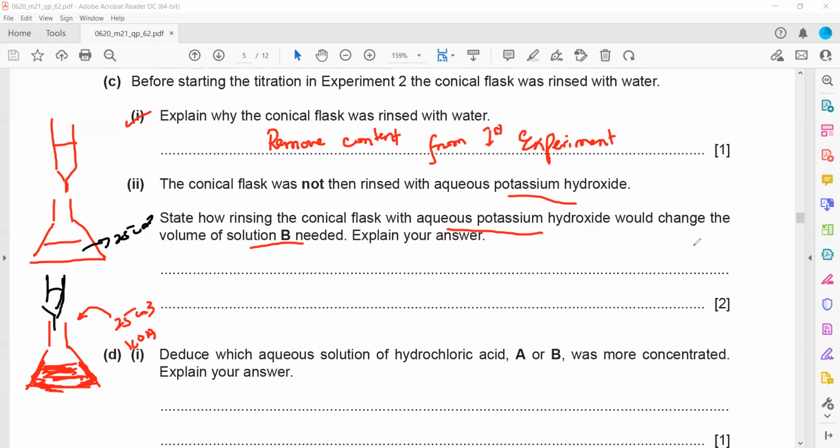So what would be the change? The volume of solution B needed. We need a greater volume of solution B. And what is the reason why we need a greater volume of solution B? Because the conical flask contains more potassium hydroxide now, more than 25 cm cube. So it contains more potassium hydroxide.